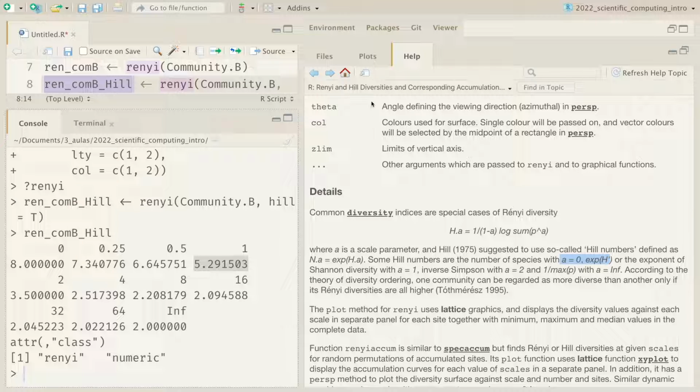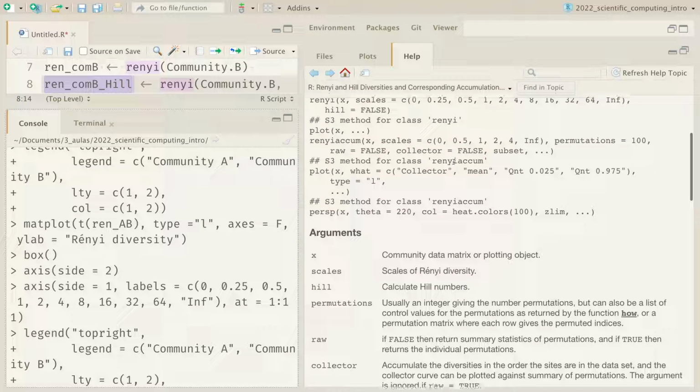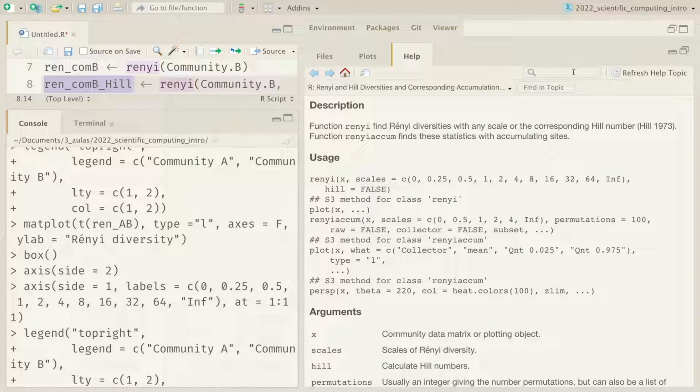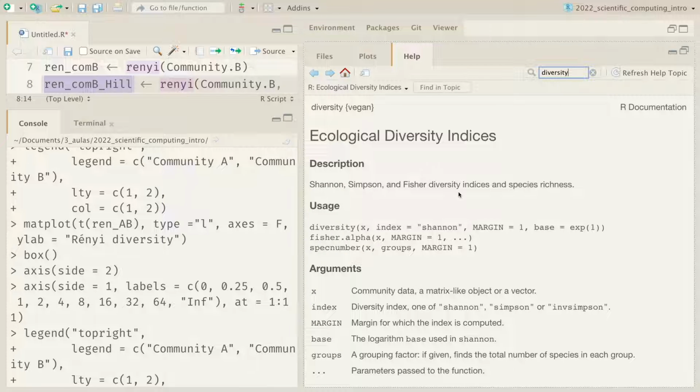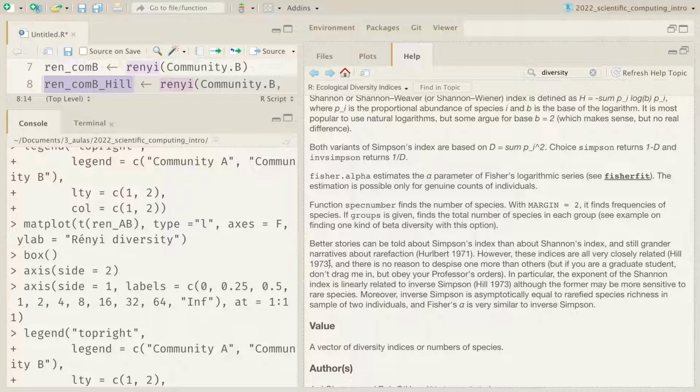But when we talk about functional diversity, can I just... Is it fine? Are you okay? Are you not okay? It's just because I know that I told you earlier to go to the help of the diversity function.